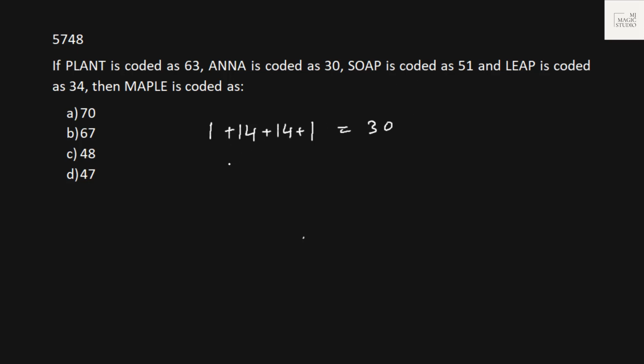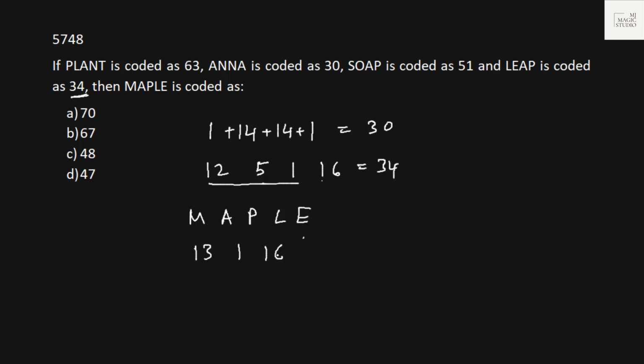Let's check for one more. LEAP. L is 12, E is 5, A is 1, and P is 16. So 17, 18, 28 and 34. And it is given as 34. That means now we just need to find the numeric position of these alphabets. METAL: M is 13, E, T 20, A 1, L 12. Adding them gives 47. METAL should be 47. Yes, we have that in option D.